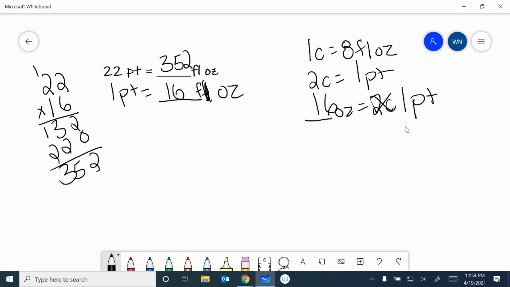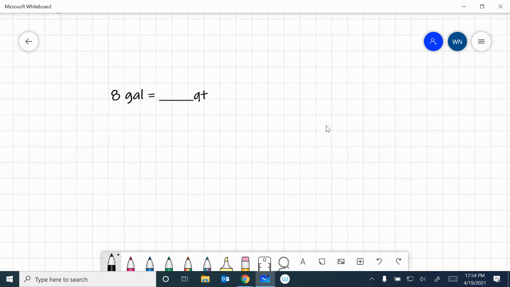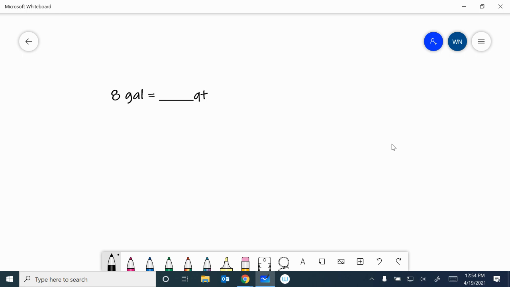Remember, if you get it wrong, go back, check your work, watch the video again, see where you got it wrong. And if you still don't understand, come and ask. The next one, 8 gallons equals how many quarts? Go ahead and work it out.